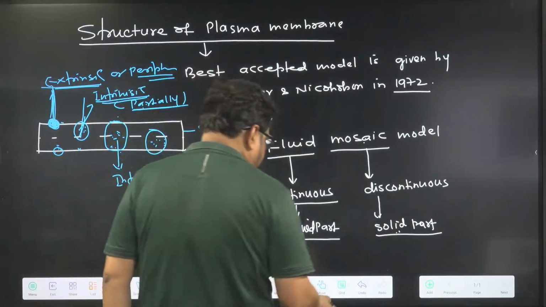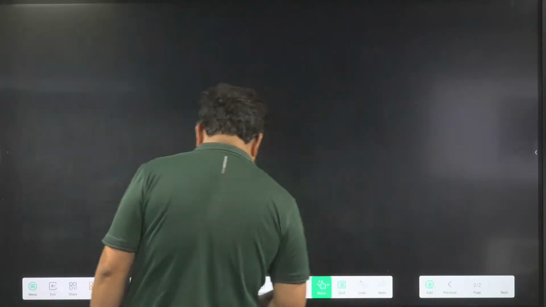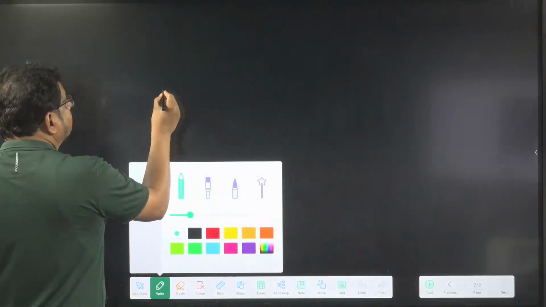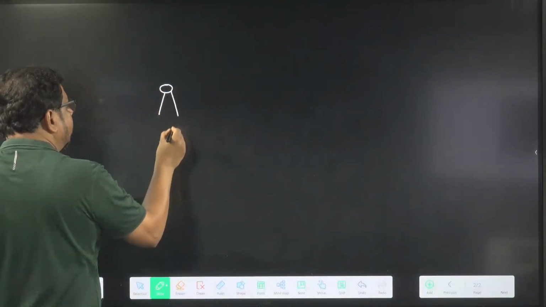Now I am moving ahead. So now I am drawing the structure of the plasma membrane. You just try to understand. This is the lipid bilayer.